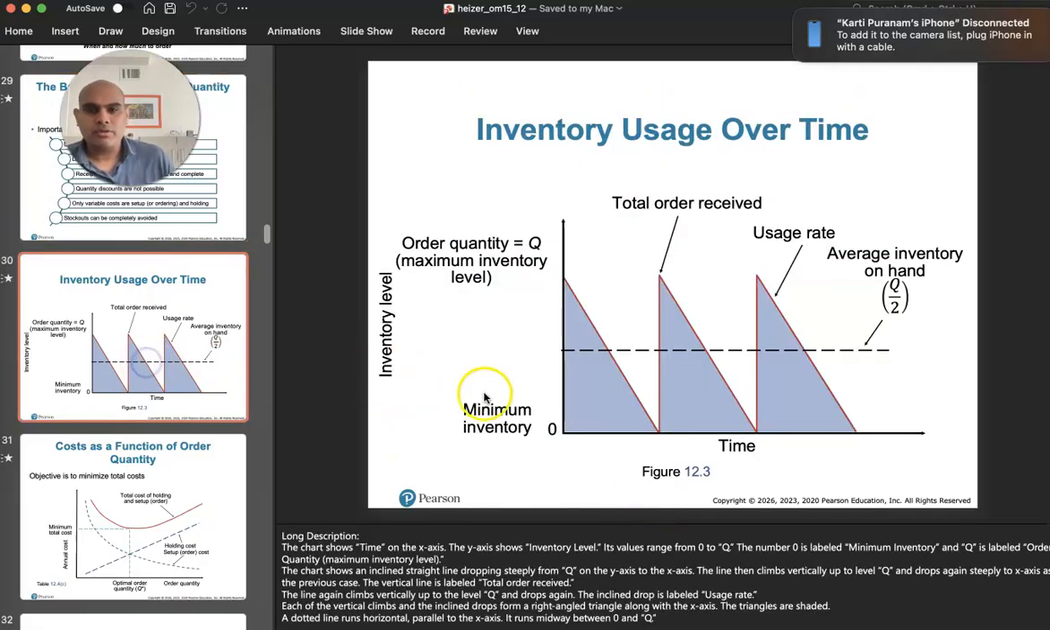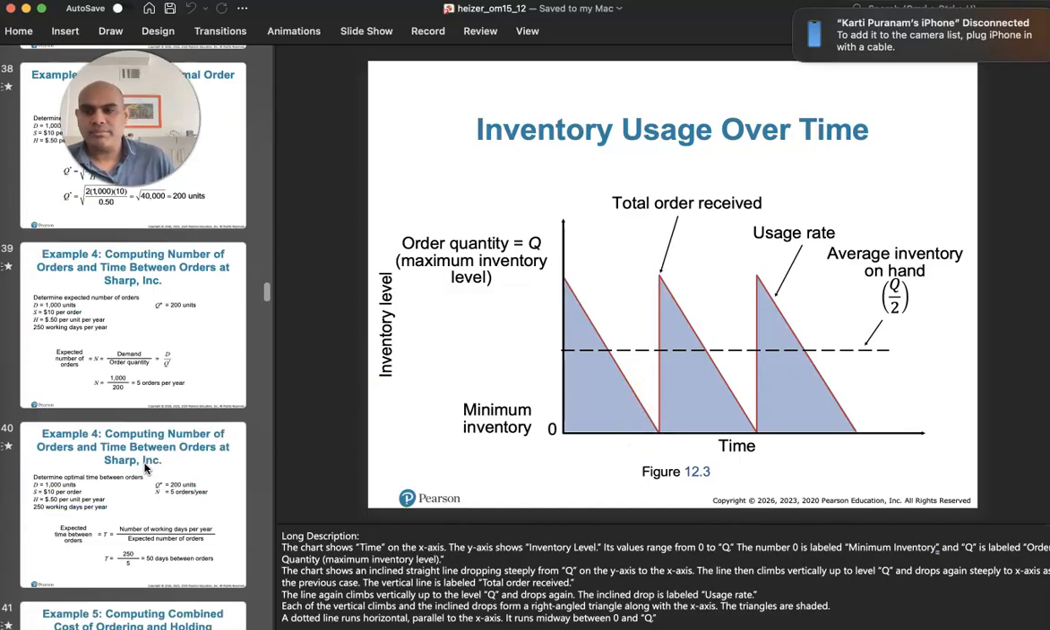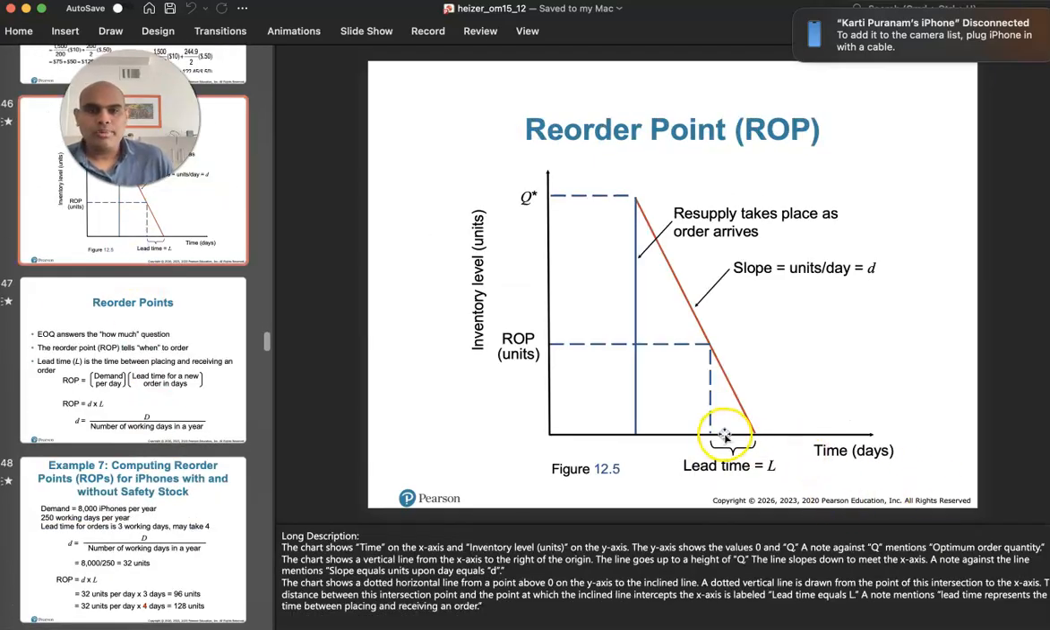So in this model, you would place an order. When your inventory was zero, the order would arrive instantaneously, so your inventory became capital Q, the order quantity. Then you would slowly use up the inventory. Lead time is the time between placing an order and receiving it, so you would place the order in such a way that it arrives just as your inventory becomes zero.